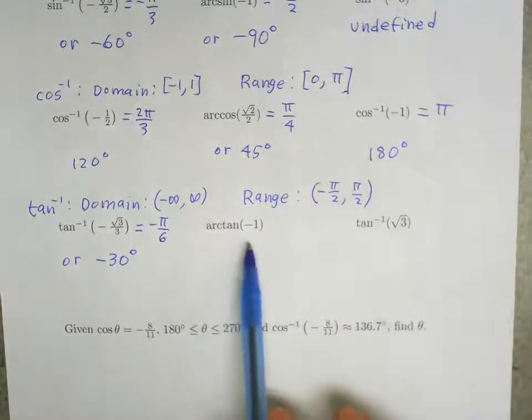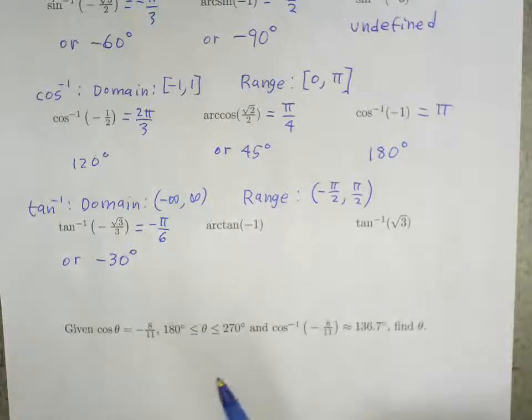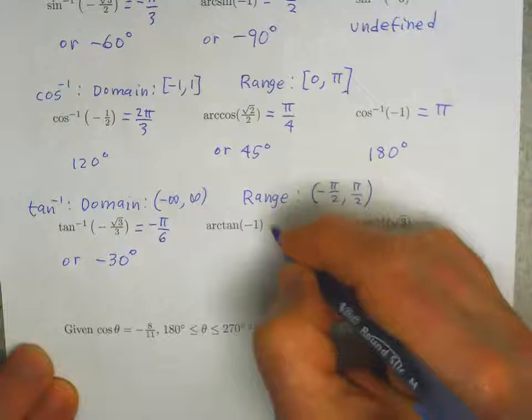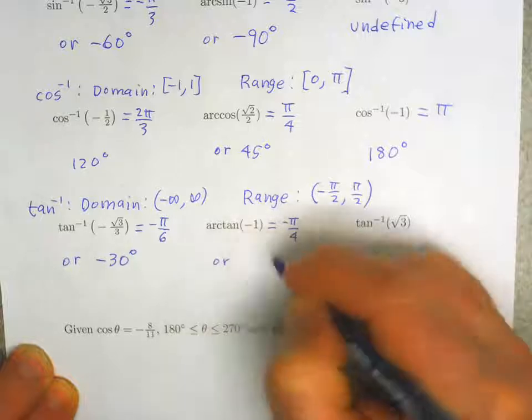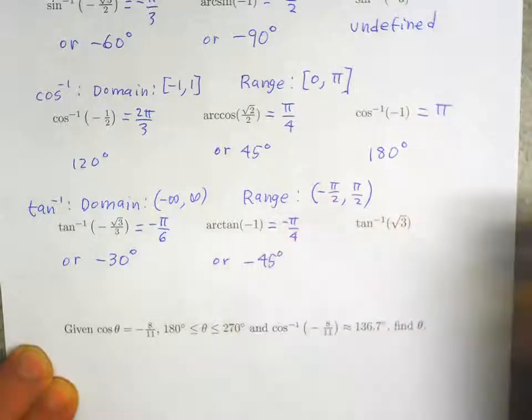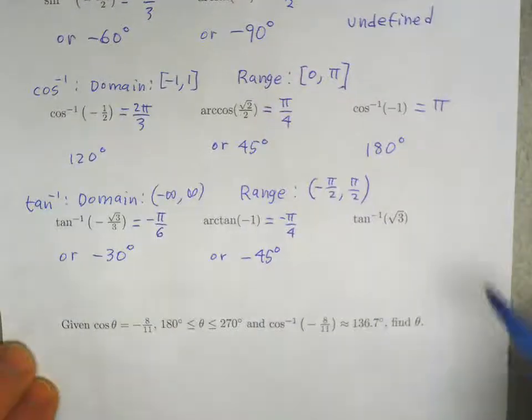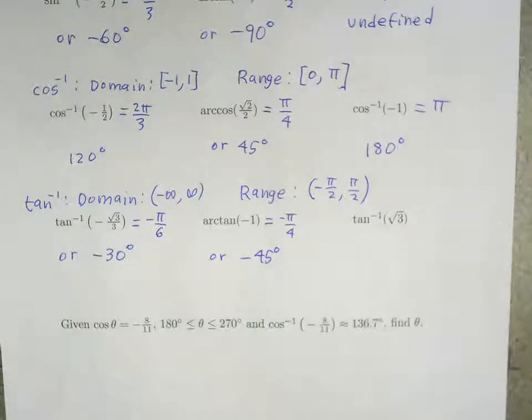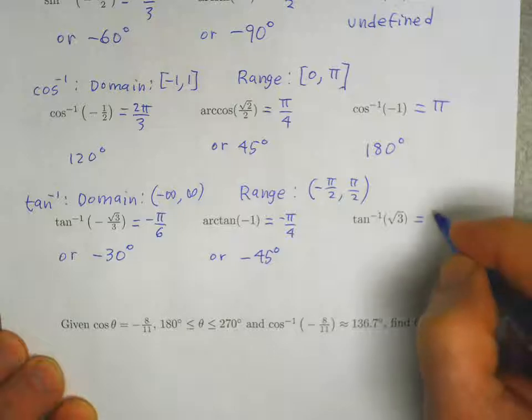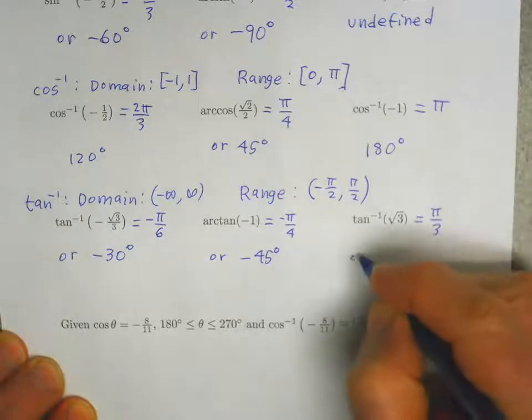Okay, the arctangent of negative 1. The angle whose tangent is negative 1 is negative pi over 4, or equivalently negative 45 degrees. And then the last one here, the inverse tangent of the square root of 3. Well, we know that the tangent of pi over 3 is equal to the square root of 3. So that's what this is equal to, pi over 3, or 60 degrees.